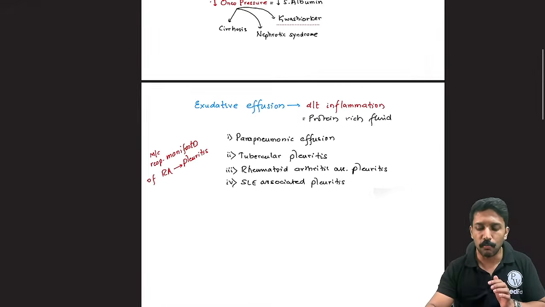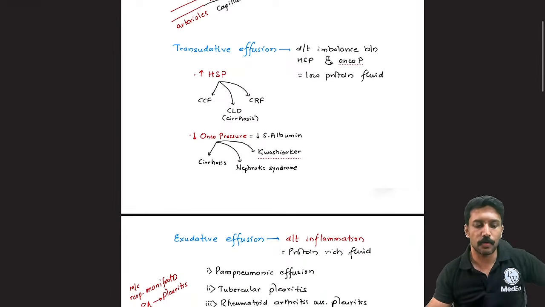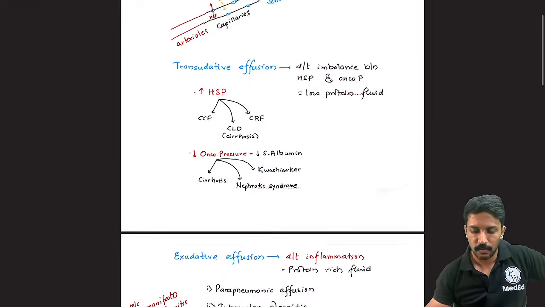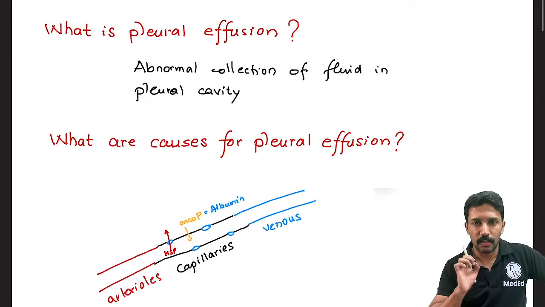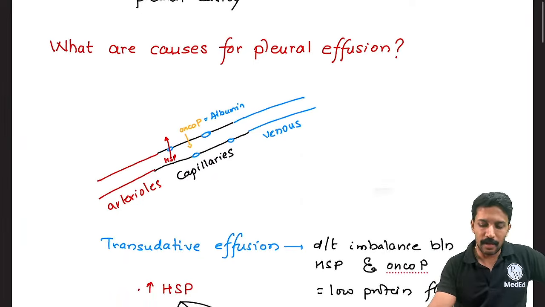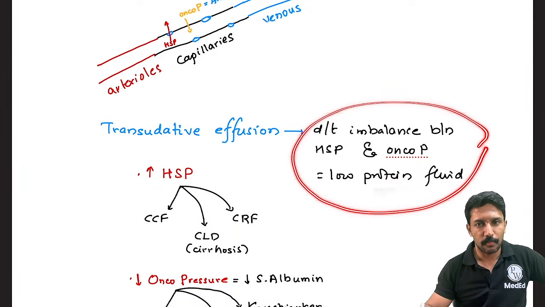So now that we know about the causes for the effusion, let us see what clinical features we are going to expect in these patients. So what is pleural effusion? Abnormal collection of fluid in the pleural cavity is pleural effusion. This can happen either because of imbalance between oncotic and hydrostatic pressure.